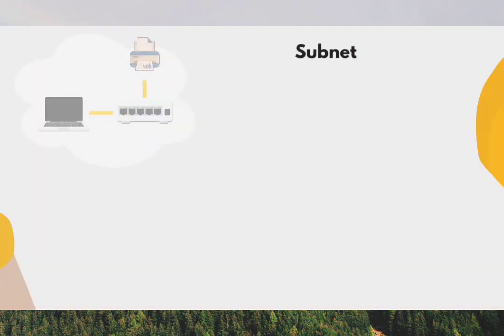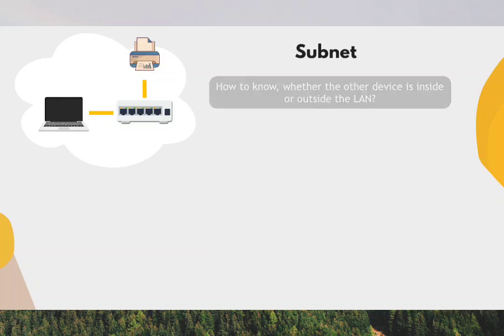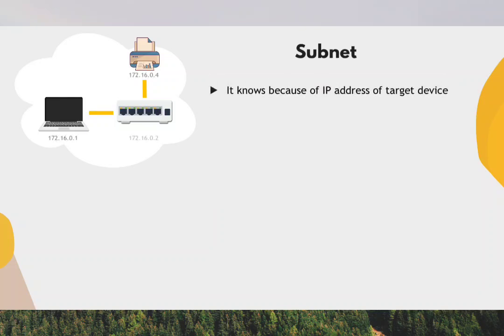Now the question is, when a device in a LAN sends a request to another device, how does it know whether that other device is within the LAN or it's outside the LAN in the wide area network? Well, this is decided based on the IP address of the target device. Remember, as I said, that every device on a LAN has a unique IP address?